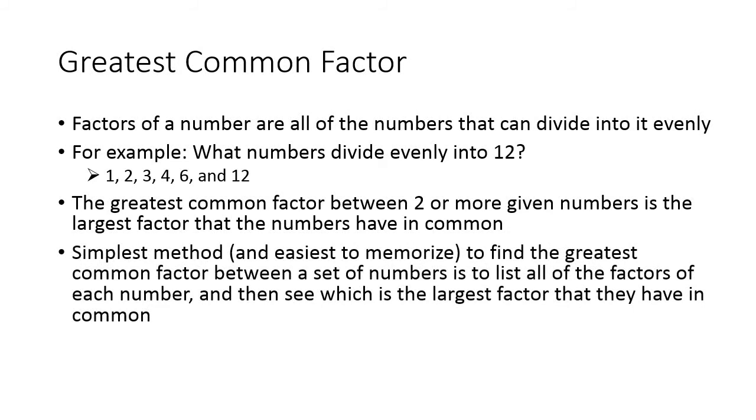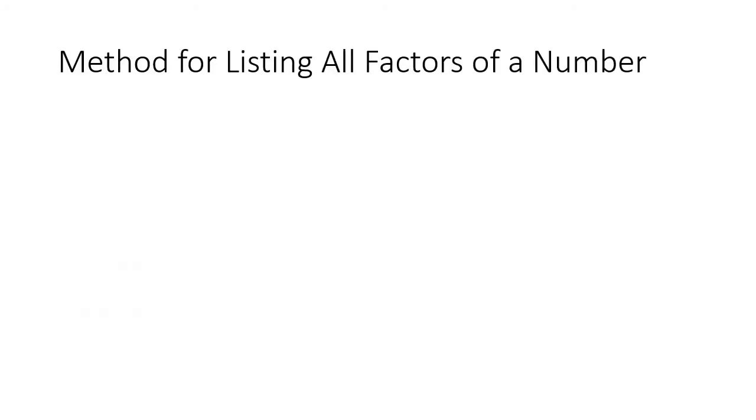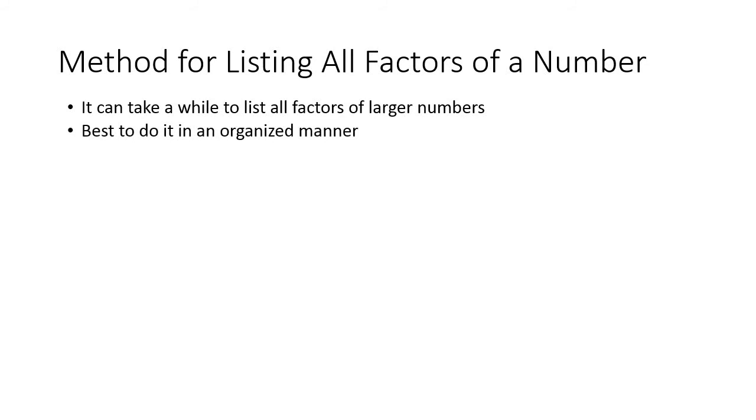The simplest method and easiest to memorize to find the greatest common factor between a set of numbers is to list all of the factors of each number and then see which is the largest factor that they have in common. Before looking at an example, let's look at a method for quickly listing all the factors of a number. It can take a while to list all factors of larger numbers. Best to do it in an organized manner.